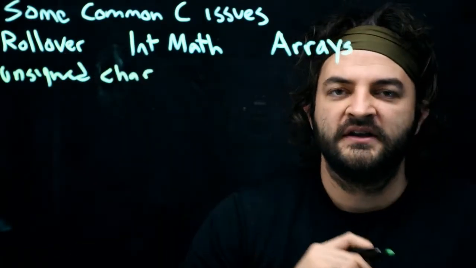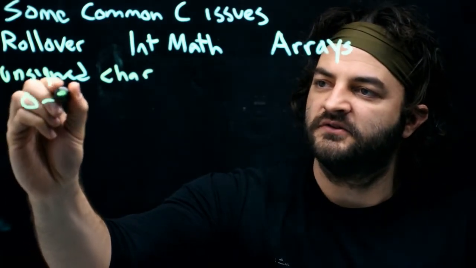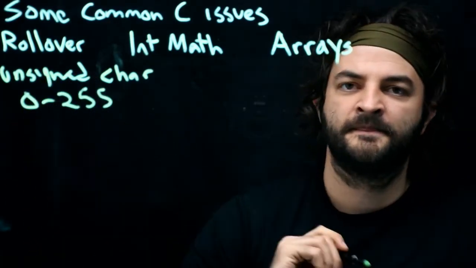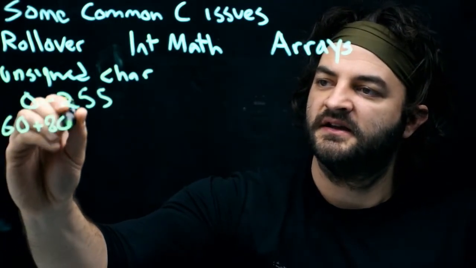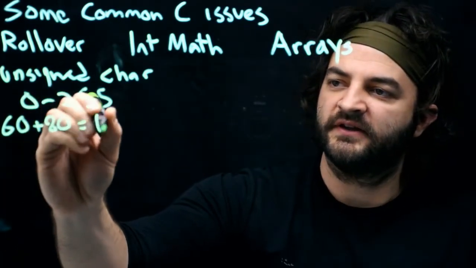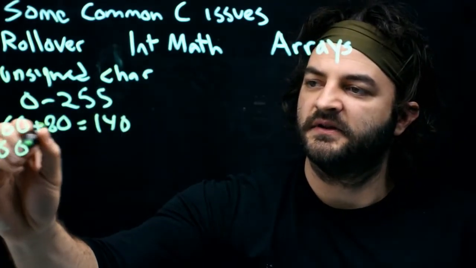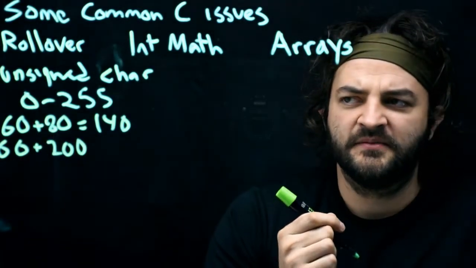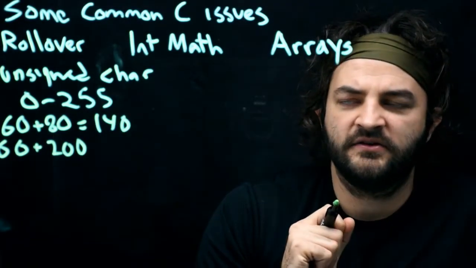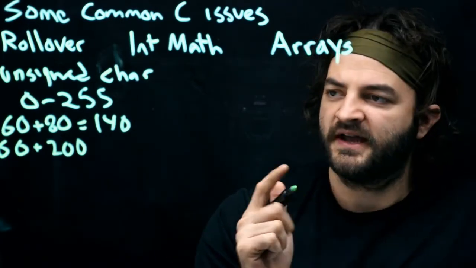So a char is an 8-bit variable. Unsigned means that it will start at 0 and go to 255. So let's say I took 60 plus 80 and stored that into my char. Well, that's 140. That fits fine. But let's say I did 60 plus 200. Well, that's going to be 260, but that's bigger than the maximum value that we can store in an 8-bit unsigned number. So what is happening here?